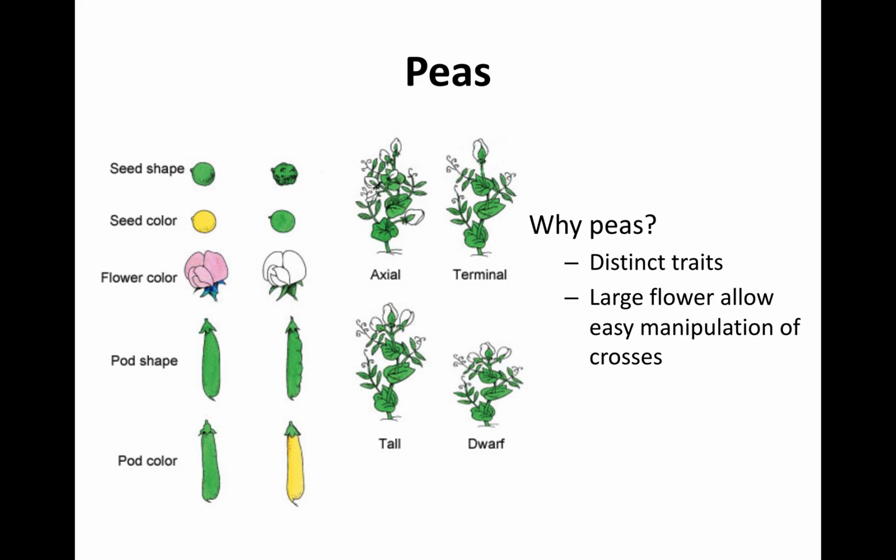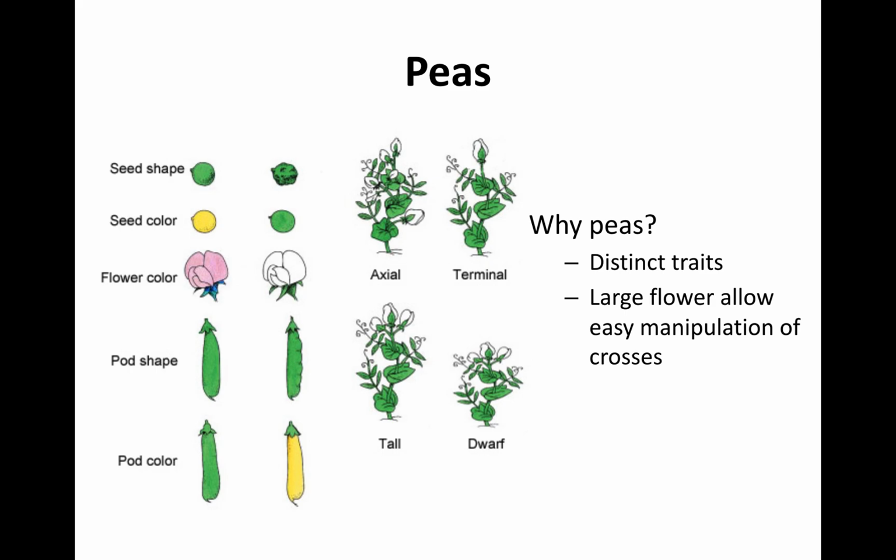So with pea plants, like I said before, they have distinct traits, and they have a large flower, which allows for easy manipulation of the crosses. So he was actually crossing the traits for them. The plants weren't doing this on their own. He was kind of forcing the idea of making hybrid crosses.